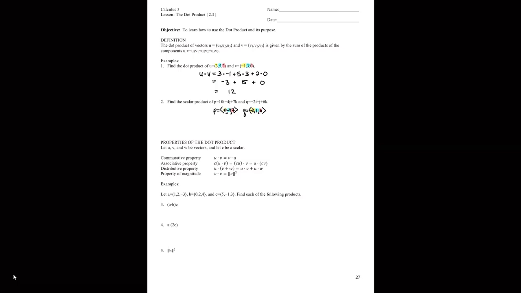When I want to find the dot of P and Q, I'm taking the 10 and multiplying it by the -2, the -4 multiplying by the 1, and the 7 multiplying by the +6. So we're looking at -20 minus 4 plus 42. So is that 18?